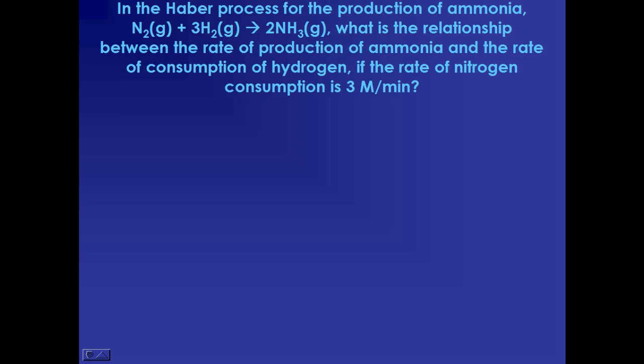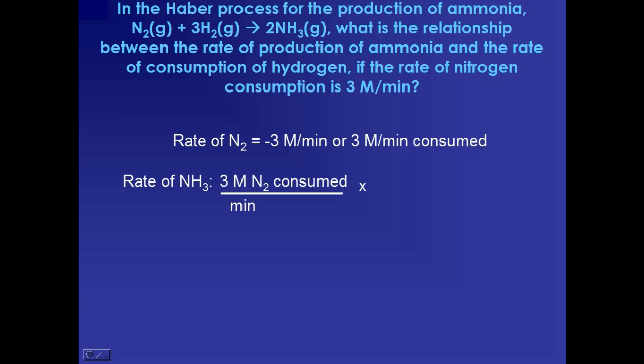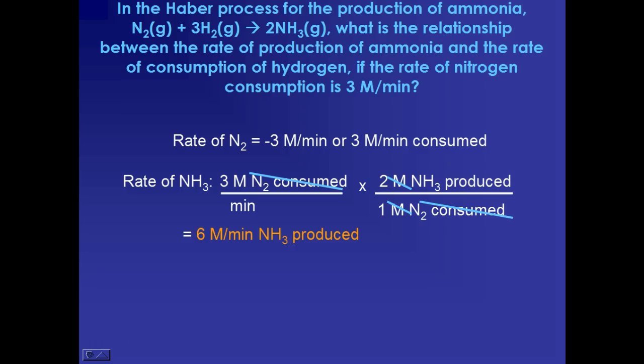So if we know nitrogen is being used up 3 molar for every minute that we use it, we can look at the relationship between nitrogen and ammonia in the balanced equation, that there's 1 nitrogen molecule for every 2 ammonia molecules. And so if we start with the 3 molar per minute of nitrogen consumed, and we allow nitrogen to get canceled out and ammonia to be formed, we see that that's a 1:2 ratio. So the rate ammonia is produced at would be roughly twice the rate at which nitrogen is being consumed. It would be at 6 molar per minute.